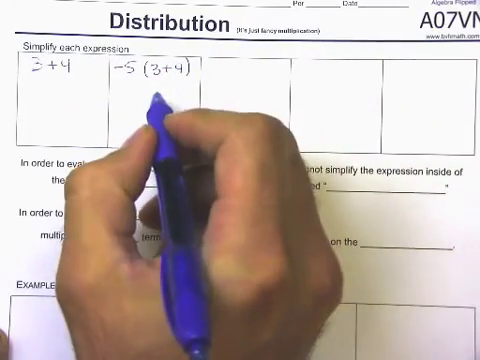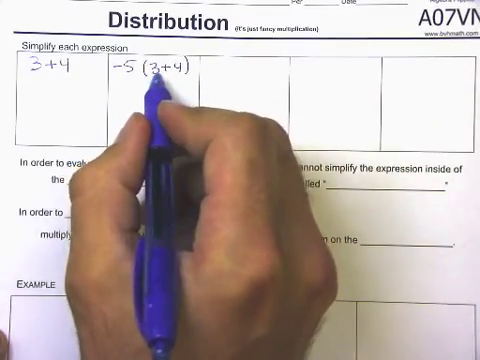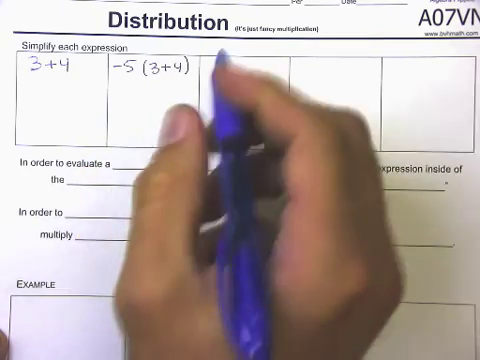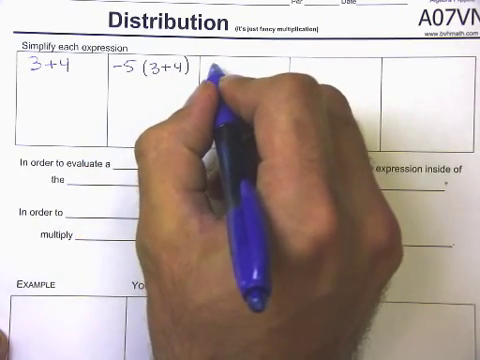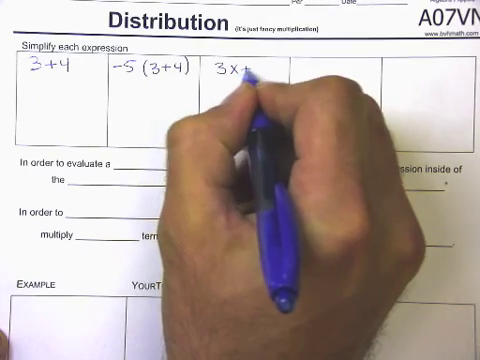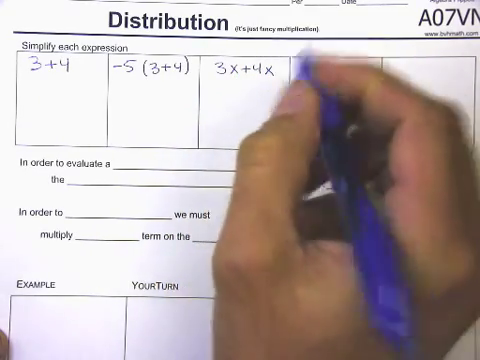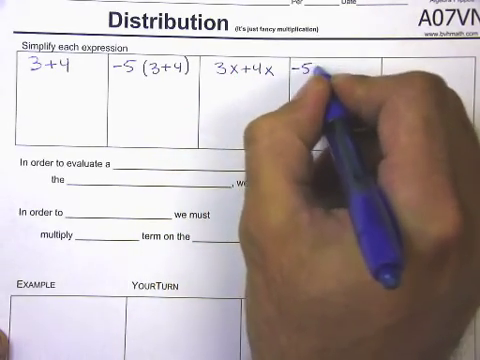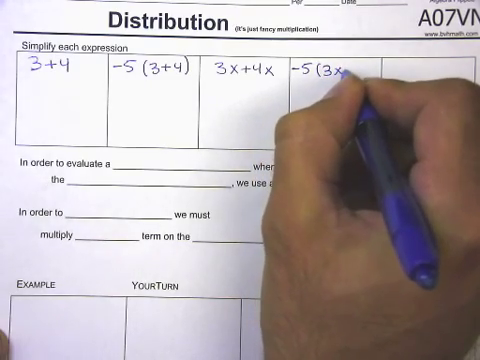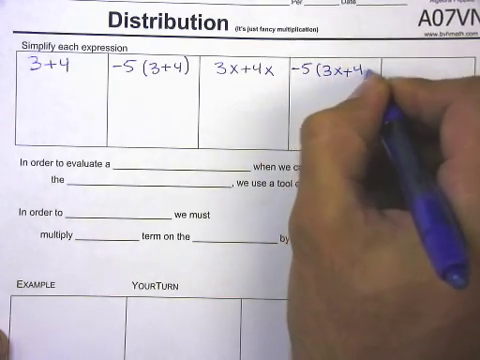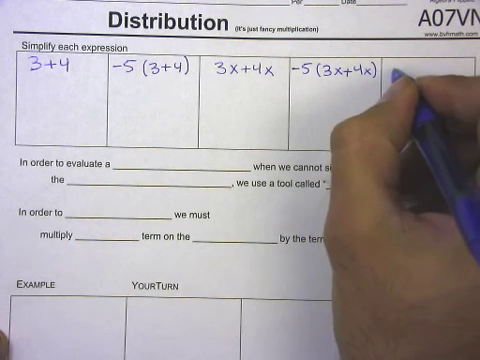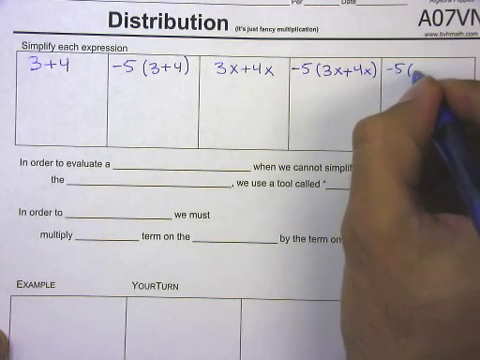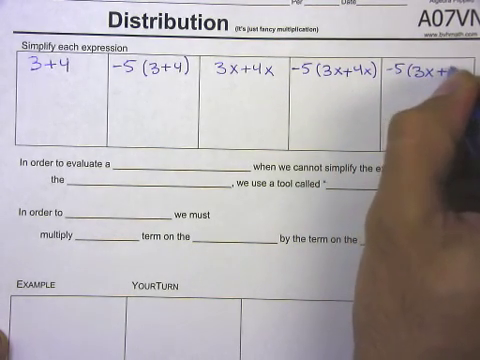Remember that order of operations, PEMDAS, tells us that we should try to simplify what's happening inside our parentheses as much as possible first. Then we've got 3x plus 4x. Then we've got negative 5 times 3x plus 4x. And then we've got negative 5 times 3x plus 4.